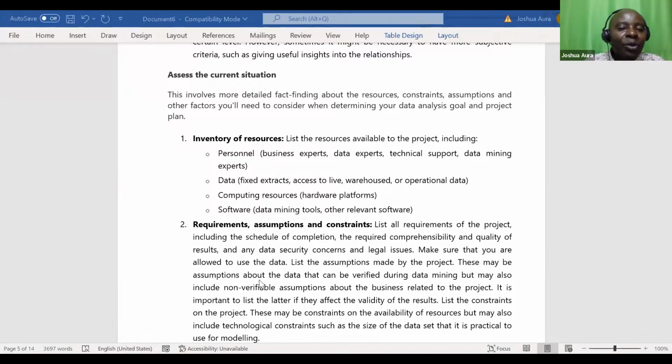These may be assumptions about the data that can be verified during data mining, but may also include non-verifiable assumptions about the business related to the project. It is important to list the latter if they affect the validity of the results. List the constraints on the project. These may be constraints on the availability of resources, but may also include technological constraints, such as the size of the data set that is practical to use for modeling.